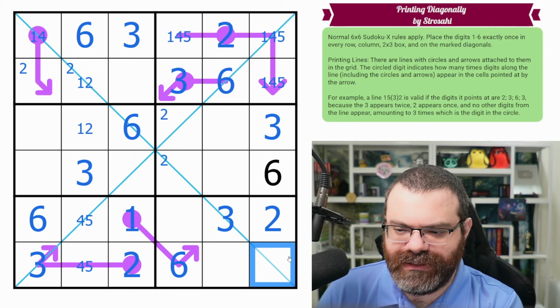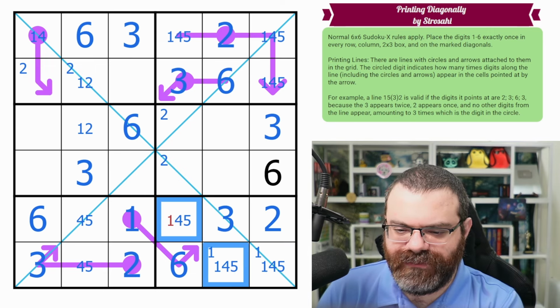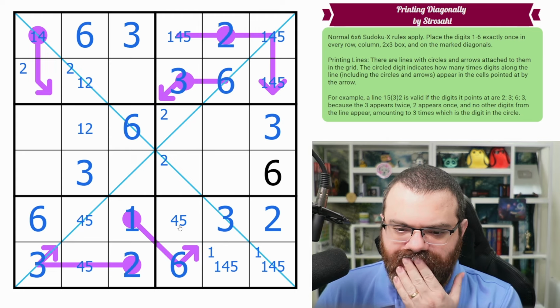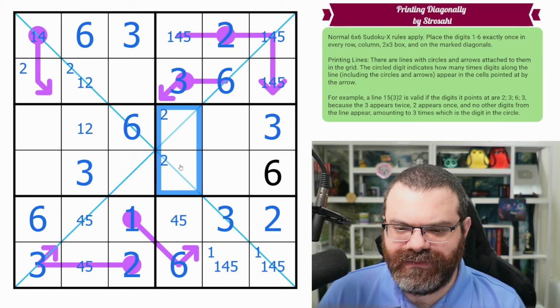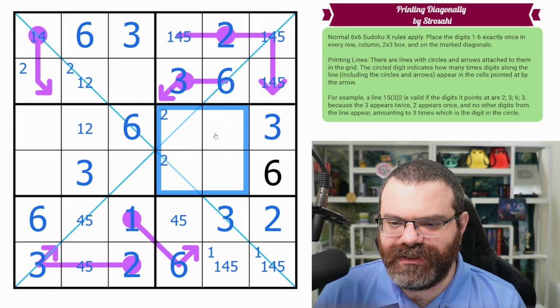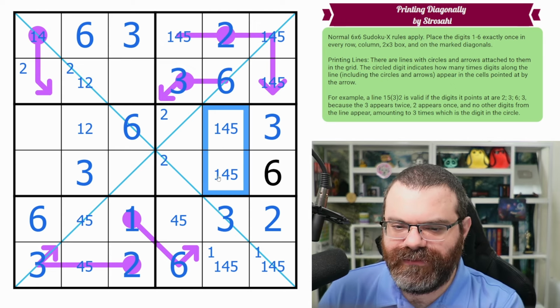I need a 1. This is 1, 4, 5. I need a 1 down here. This whole box is 1, 4, 5. That's not a 1. 4, 5 pair, 1, 4, 5. 1, 2, 4, 5. This whole box is 1, 2, 4, 5. So these are 1, 4, 5 as well.